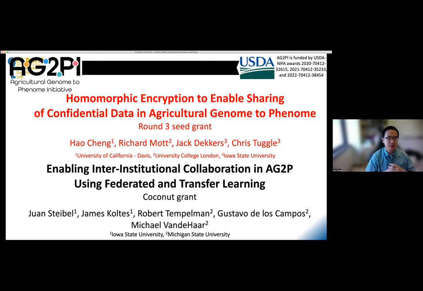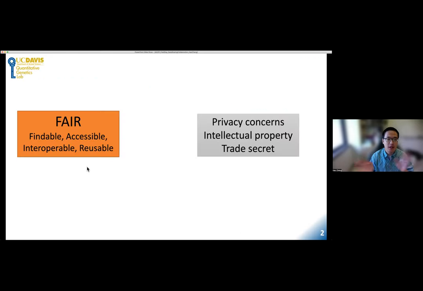Hopefully, after this one, you will see this method is actually quite simple, but it's very powerful. That's the reason why I see it has lots of potential to be used for data sharing. It's simple, but it's useful. Okay, so yeah, Jack mentioned this one.